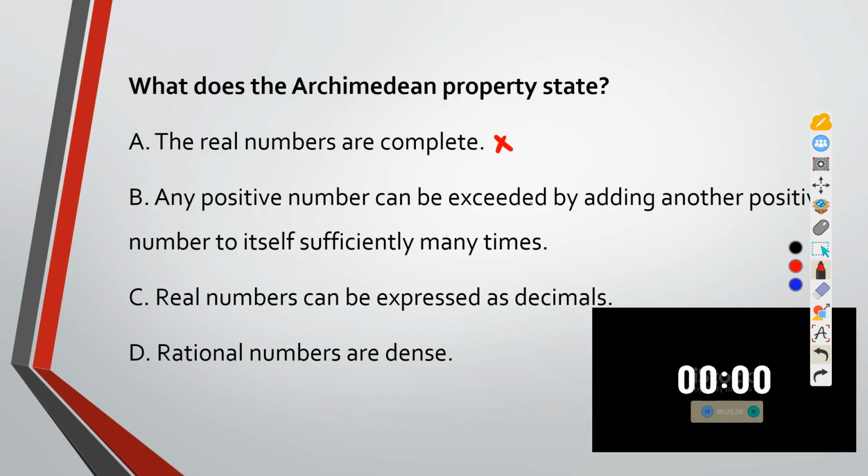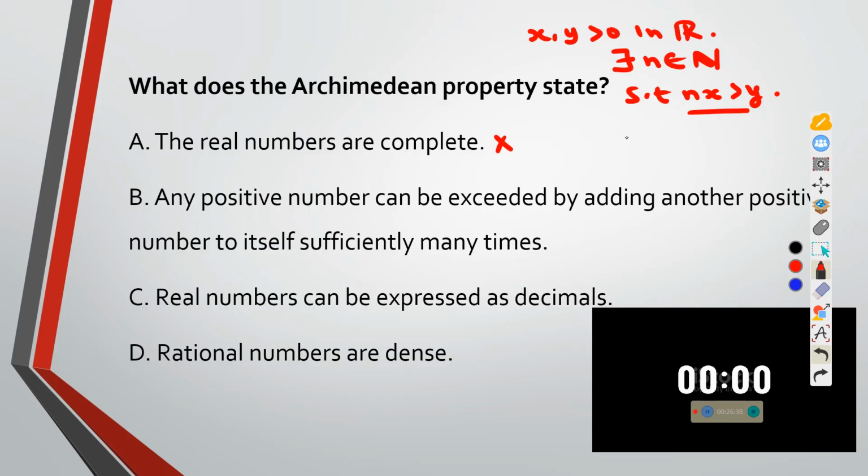Any positive number can be exceeded by adding another positive number to itself sufficiently many times. Option B is correct because this is a direct paraphrase. For the Archimedean property, if x and y are positive real numbers, then there exists n in the set of natural numbers such that n times x is greater than y. So basically, we are looking at the size.